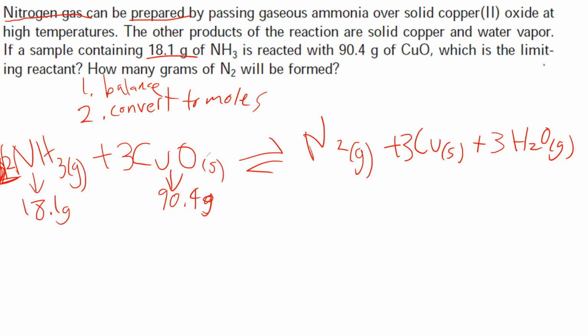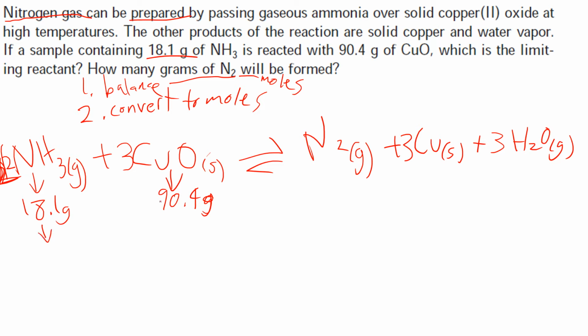Well, first off, we need to figure out the limiting reactant, and after we find the limiting reactant, we want to figure out how many grams of nitrogen will be formed. To figure out how many grams, we have to figure out how many moles first. And how do we figure out how many moles? We use a mole ratio from either ammonia or copper oxide, for example, the mole ratio of ammonia to nitrogen gas, and from there we can figure out how much. Once we find the moles of nitrogen gas, we can figure out how many grams of nitrogen can be formed. Okay, so let's figure out how many moles of ammonia gas.